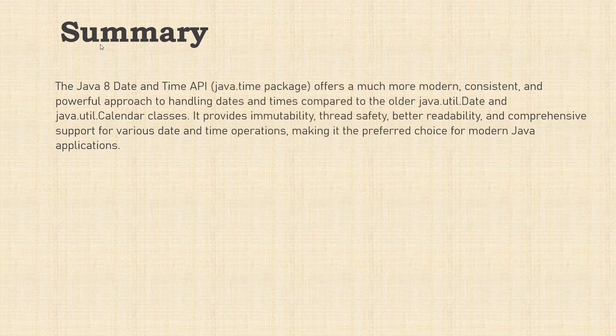So we are going to see the summary. The Java 8 date and time API offers a much more modern, consistent, and powerful approach to handling date and time compared to the older java.util.Date and java.util.Calendar classes. It provides immutability, thread safety, better readability, and comprehensive support for various date and time operations, making it the preferred choice for modern Java applications. So this is the conclusion of our new Java 8 date and time API.